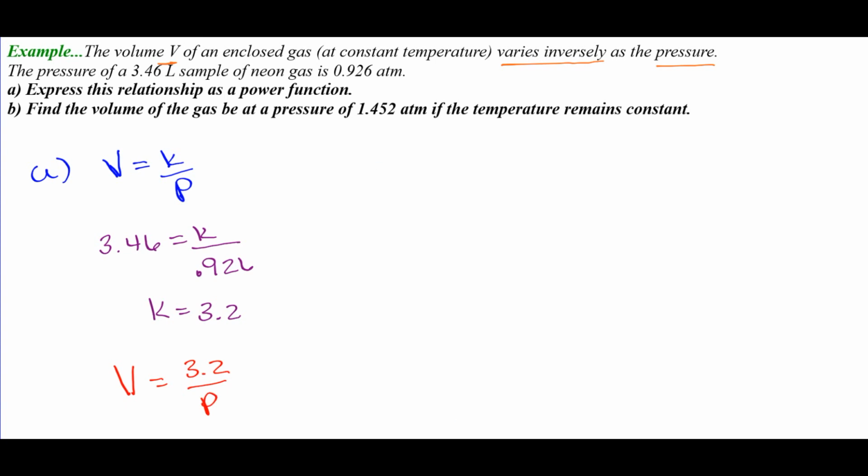So then coming over here to part B, find the volume if the pressure is 1.452. So volume is 3.2 divided by 1.452. That volume is about 2.2 liters.